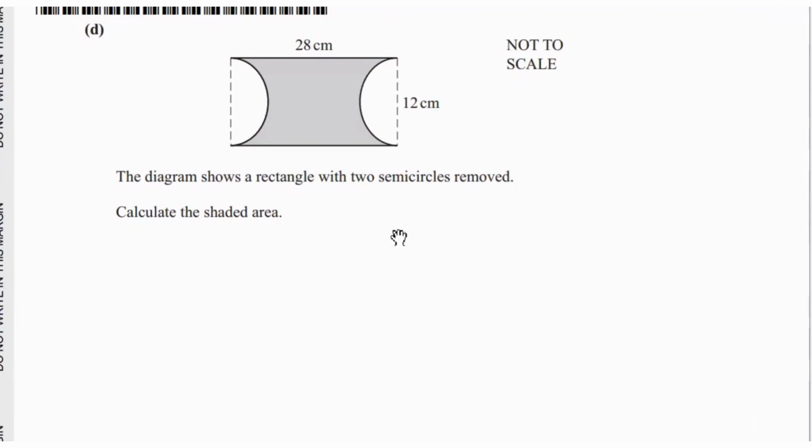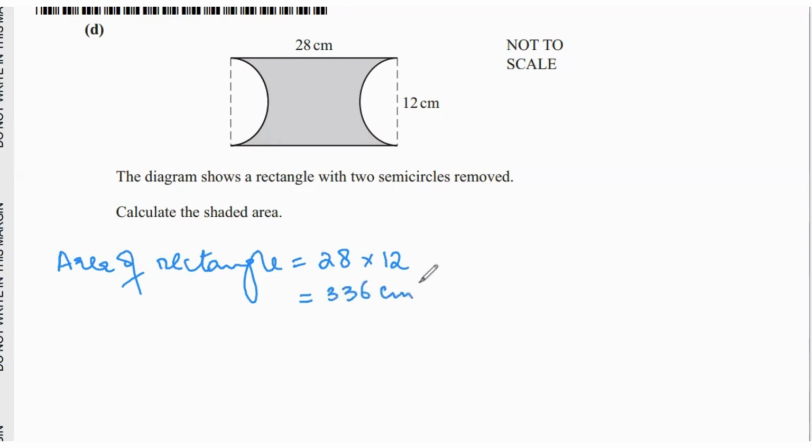Part D says the diagram shows a rectangle with two semicircles removed. Calculate the shaded area. So first, let's find the area of the rectangle. It's going to be 28 times 12. And that's going to give us 336 centimeters squared.